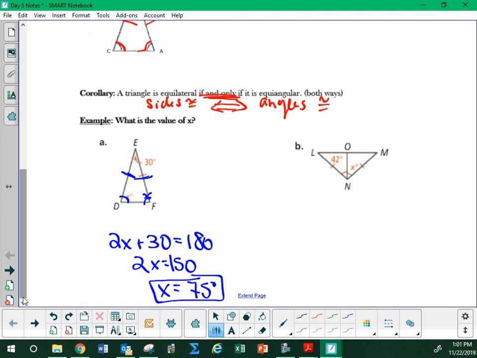Alright, I want you guys to try B. And 42 is referring to this angle here. X is referring to just this piece here. You can either try this individually with your partner, or try first by yourself, then with your partner. 42 is angle L. X is O and N.